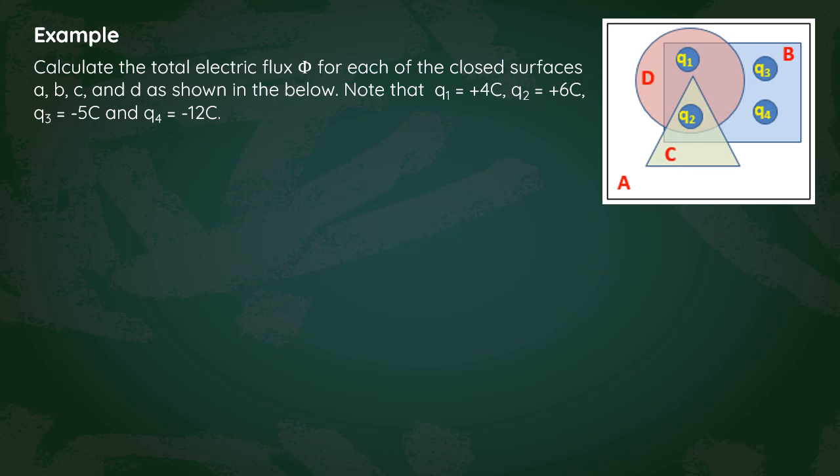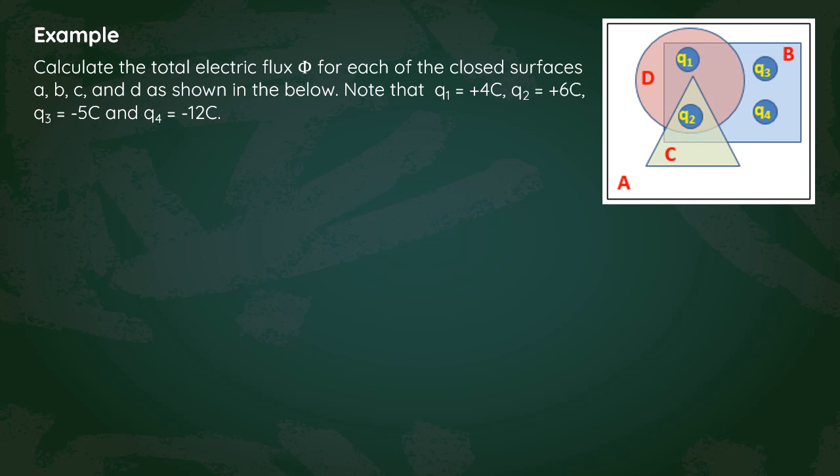Calculate the total electric flux for each of the closed surfaces A, B, C, and D, as shown on the right. Note that Q1 is equal to positive 4 coulombs, Q2 is positive 6 coulombs, Q3 is negative 5 coulombs, and Q4 is negative 12 coulombs. So what do we do here?